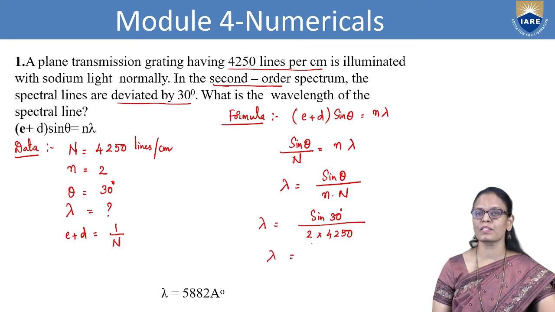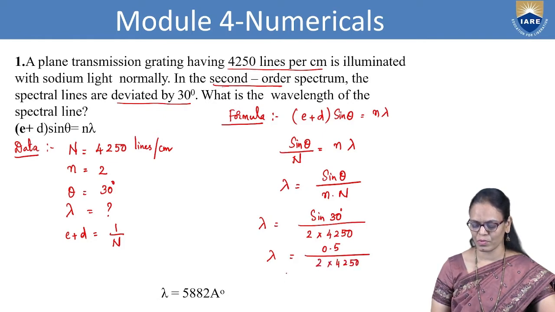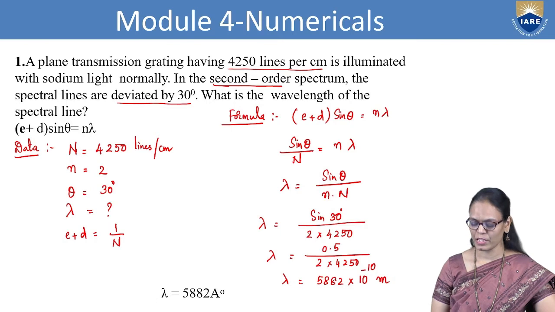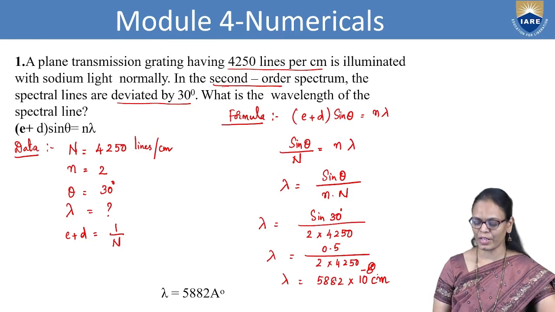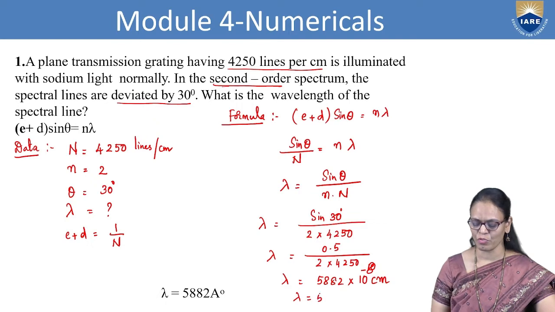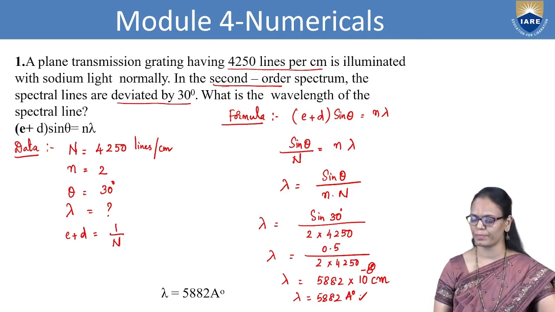So lambda is equal to, the value of sine 30 is 0.5, divided by 2 into 4250. So this gives us 5882 into 10 power minus 10 meter. Lines per centimeter means we would have got 10 power minus 8 centimeter. Now we can convert it into angstrom because generally we express the wavelength in angstrom. So that will be 5882 angstrom. So the wavelength of the spectral line is 5882 angstrom.